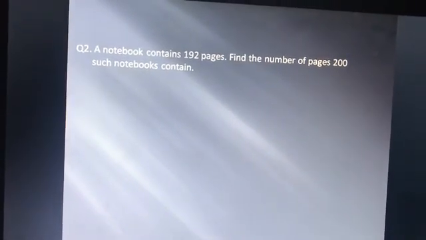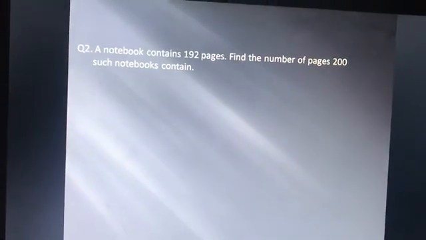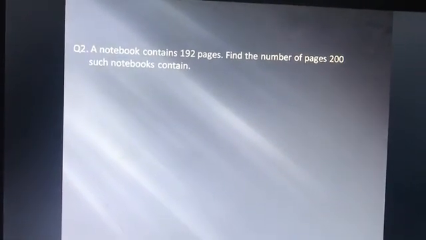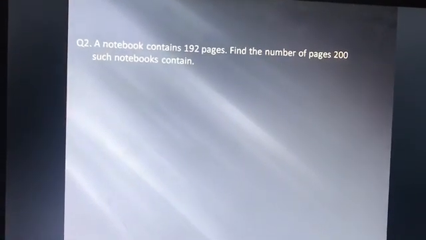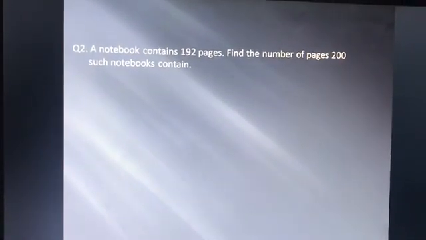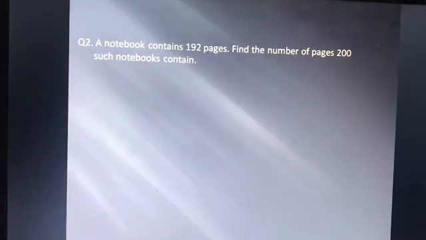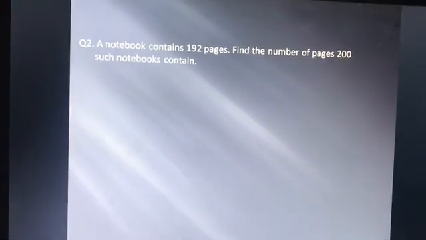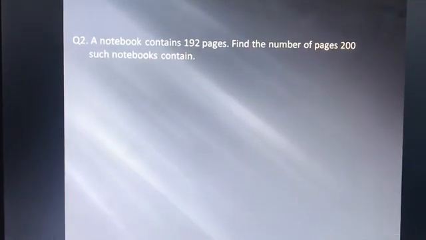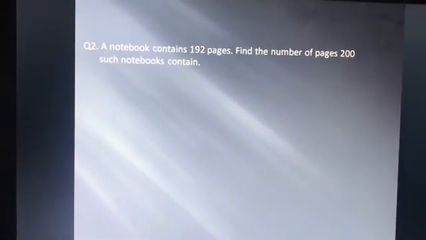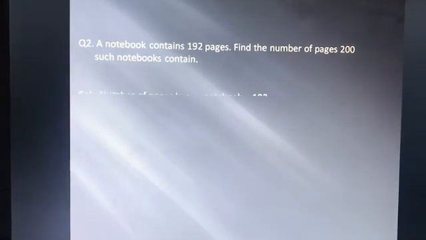So in the question we are given the number of pages in one notebook, and we have to find the number of pages of 200 notebooks. So when we move from one to many, we have to multiply. So the operation which you are going to use in this question is multiplication.